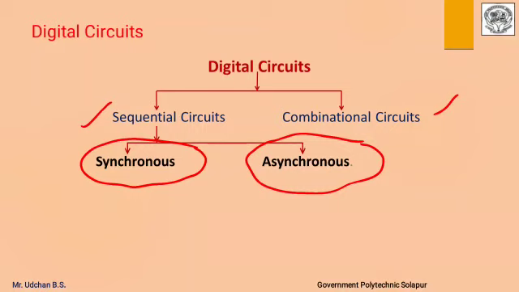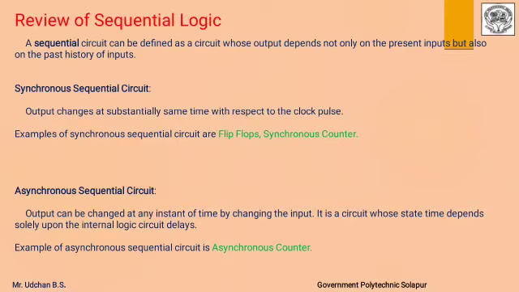In a synchronous sequential circuit, output changes at the same time with respect to the clock pulse. Suppose a sequential circuit consists of 4 flip-flops; all 4 flip-flops will have a common clock pulse by which their output will change at the same time. The examples of synchronous sequential circuits are flip-flops and synchronous counters.